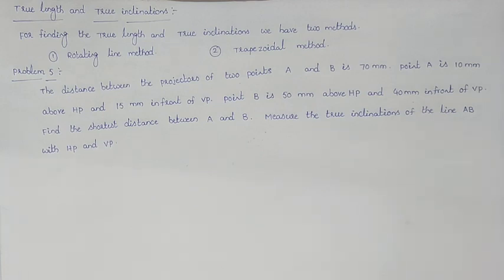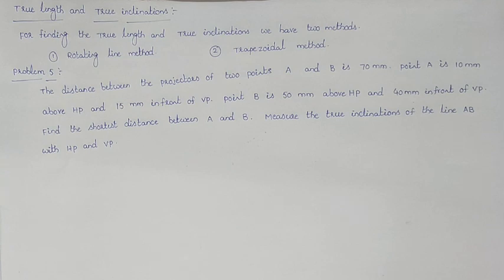For finding the true length of the line, we have two methods: the rotating line method and the trapezoidal method. In the rotating line method, we will draw the projections in a horizontal manner, parallel to the reference line. In the trapezoidal method, by taking the opposite dimensions of the projections, we will construct the trapezoid, and we will find out the true length and also the true inclinations.